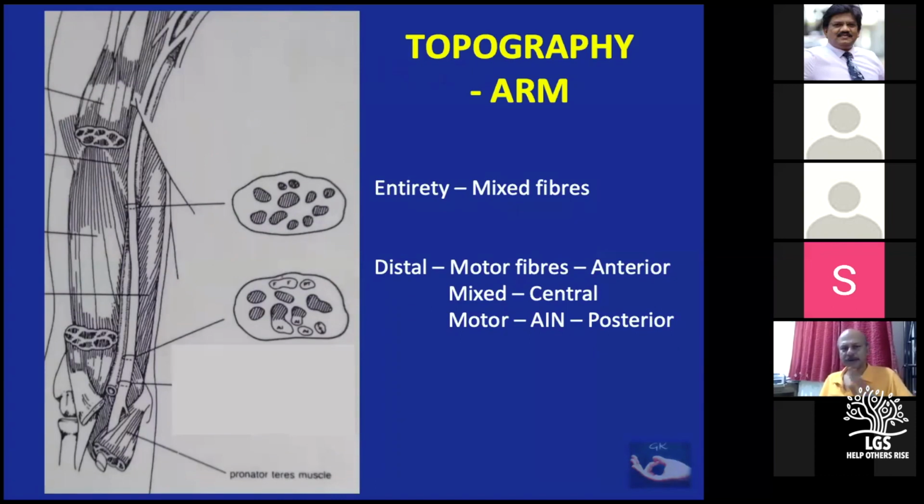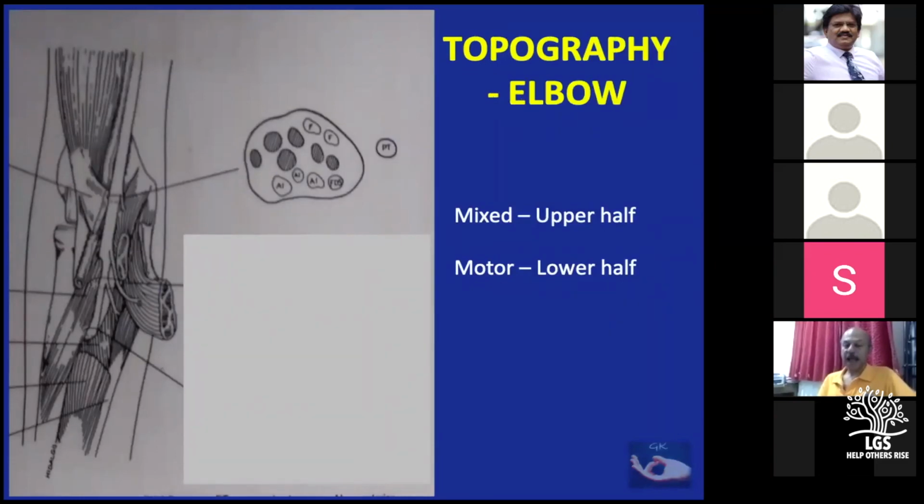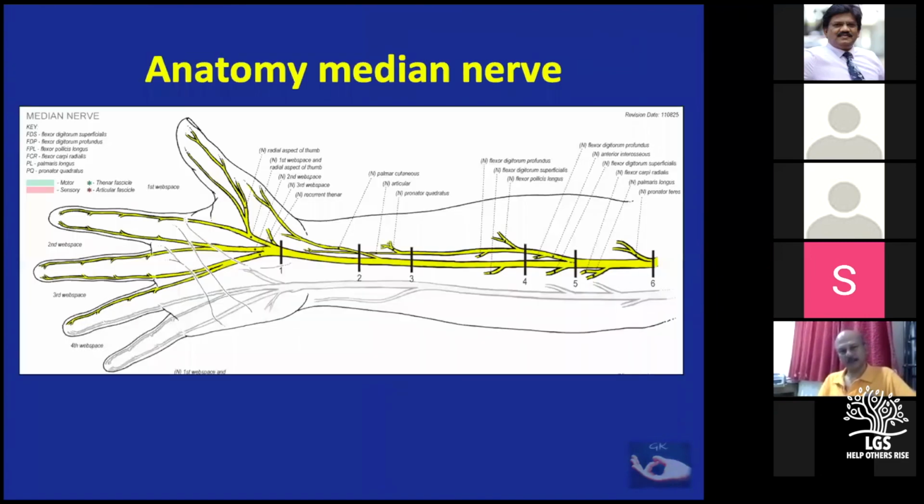As far as the topography, the arrangement of the sensory fibers and the motor fibers in the arm is concerned, we all know that there are no branches in the arm for the median nerve. The entirety is mixed fibers in the proximal portion. As we go distally, we find that the motor fibers become a little more anterior, and the mixed fibers are central, and the branches that are destined to go to the anterior interosseous nerve are more in the posterior portion. At the elbow level, it is mixed in the upper half, and in the lower half, it is mostly motor. So the deeper portion mainly contains the motor fibers.